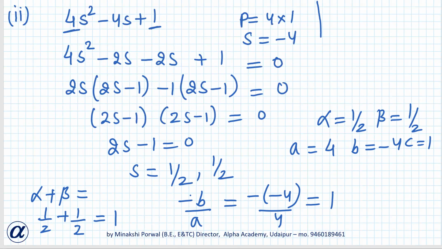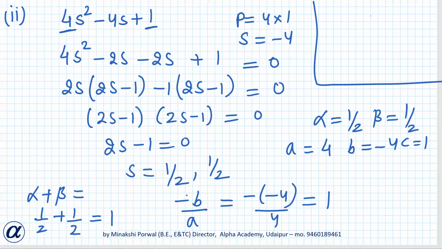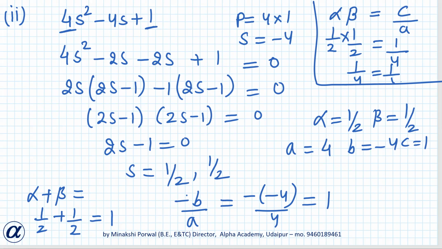Next one I am doing here only. Alpha into beta equals to c by a. Alpha into beta is 1 by 2 into 1 by 2 and c by a is 1 by 4. So 1 by 4 equals to 1 by 4. So both the things we have done, we have found the zeros and we have verified the relationship. Okay. Third question.